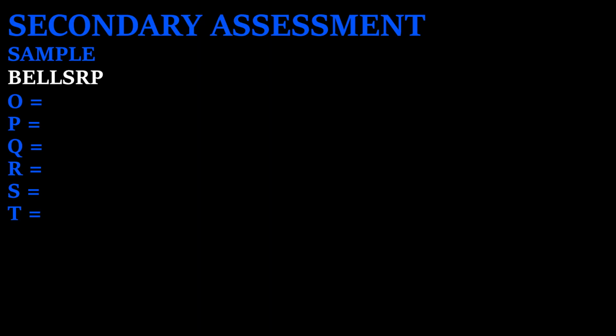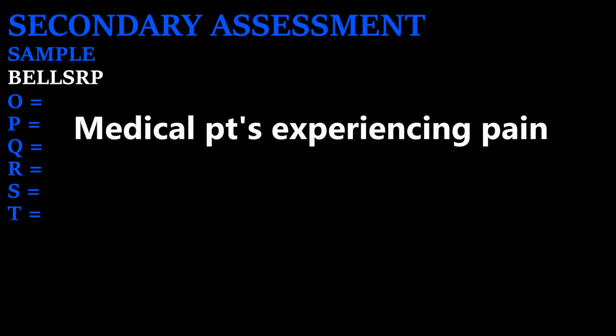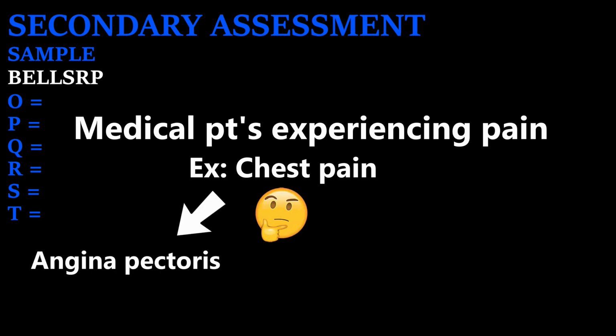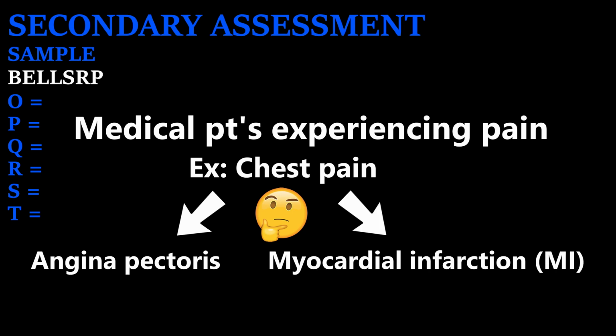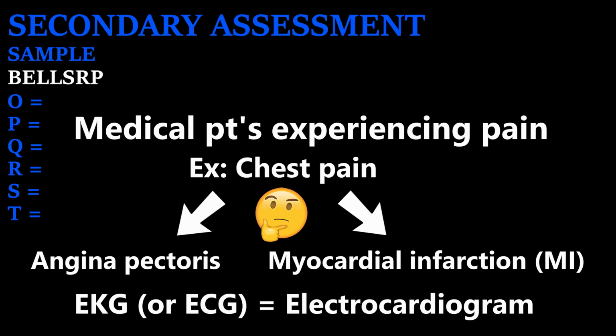All right, moving on to our OPQRST. You'll notice these questions are going to be very specific to medical patients that are experiencing some form of pain. The best example I can give you guys is someone that is experiencing chest pain. And these questions can actually do a great job at differentiating between something like angina pectoris or someone that's experiencing pain from a myocardial infarction, also known as a heart attack. We're going to be doing an EKG on scene to confirm that, but these questions can be further indicators that help you provide evidence of what's going on with the patient.